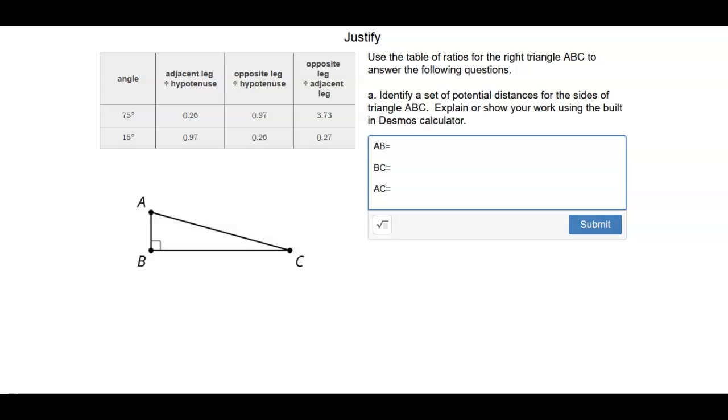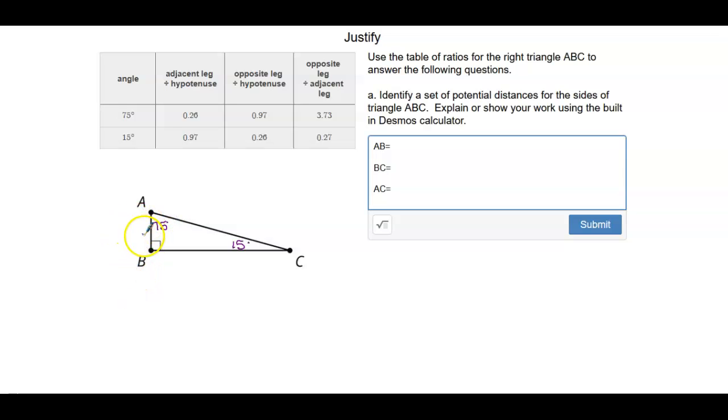Use the table of ratios for the right triangle ABC to answer the following questions. So we want to identify a set of potential lengths for the sides of triangle ABC and explain or show your work using the built-in Desmos calculator. So we're going to say that this angle up here is 75, which makes this angle down here 15 because they have to be complementary.